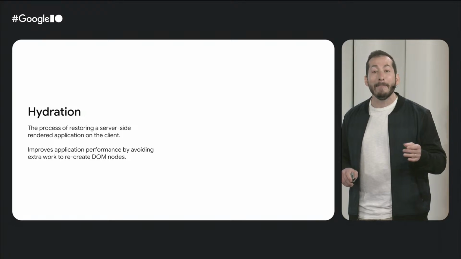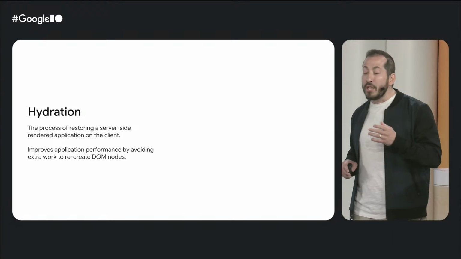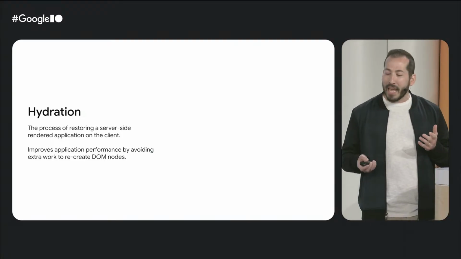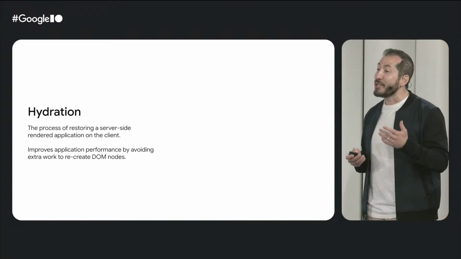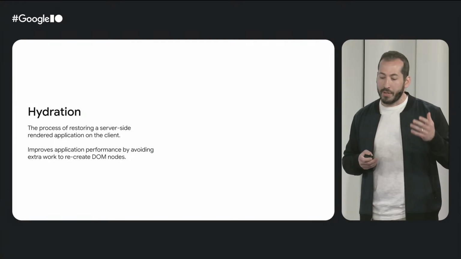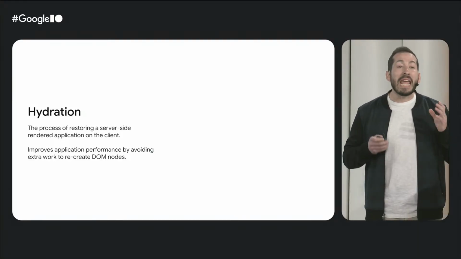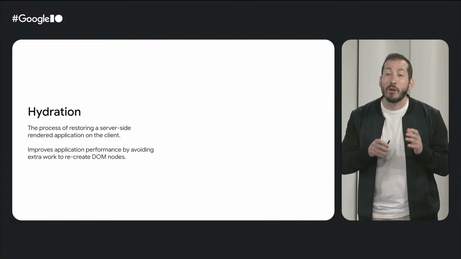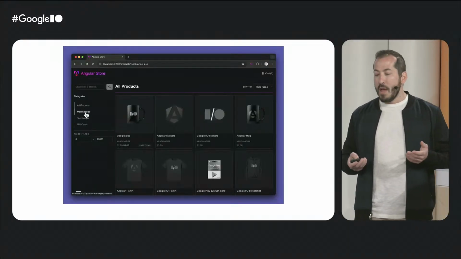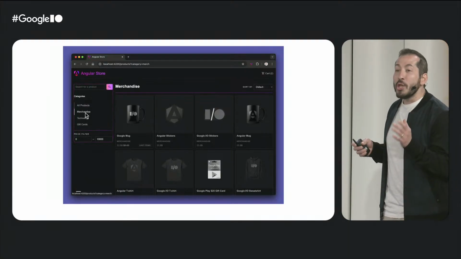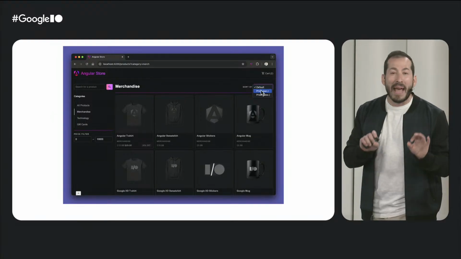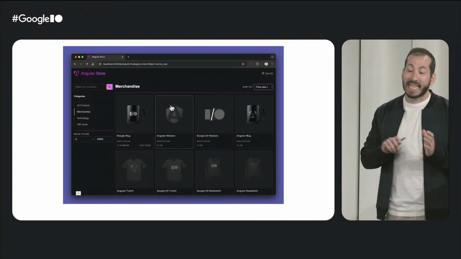So, in case you need a refresher, hydration is the process of restoring a server-side rendered application in the client by doing things like reusing server-rendered DOM structures, persisting application state, and transferring application data that was previously fetched on the server. Hydration improves application performance by avoiding the extra work to recreate DOM nodes. With incremental hydration, you can leave sections of your application dehydrated and incrementally trigger their hydration as needed.